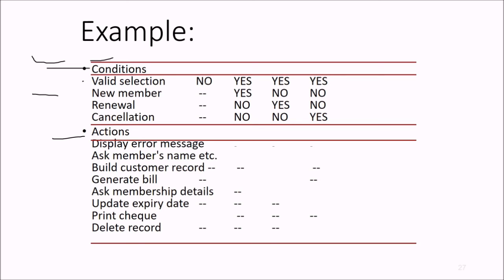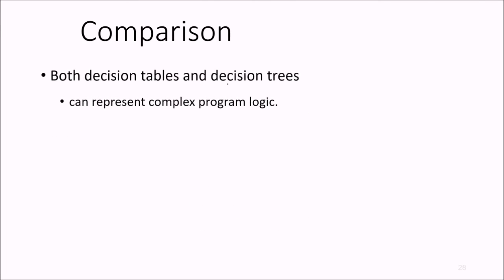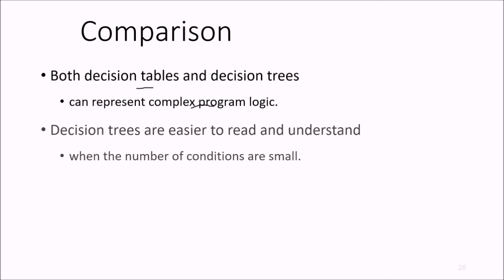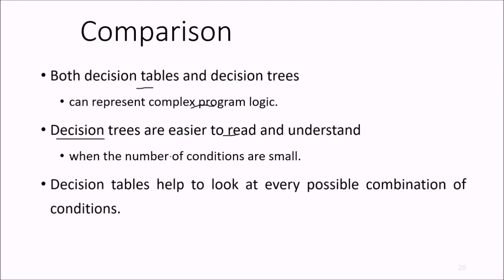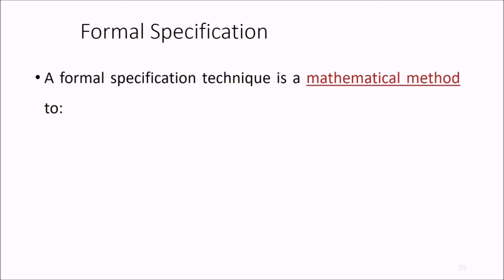So for valid selection, if it is no, what is this going to do, what action should be taken. If it is yes, what action is to be taken. So all these have to be written here, right? So what will be the comparison, whether you will be interested in trees or you will be going for tables? Both tables and trees can represent complex program logic. Decision trees are easier to read and understand when the conditions are quite small. But decision tables help to look at every possible combination of all conditions in the row and column form.